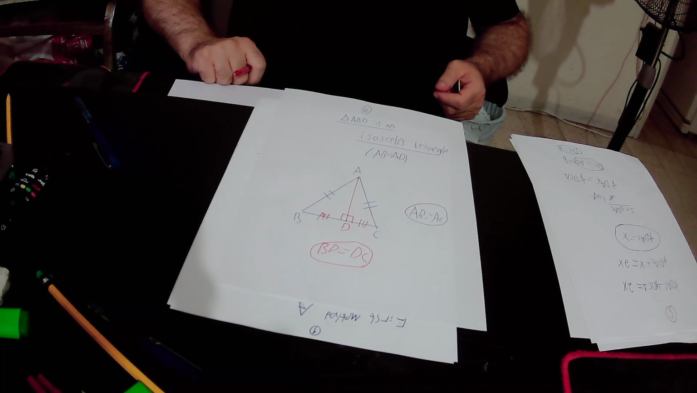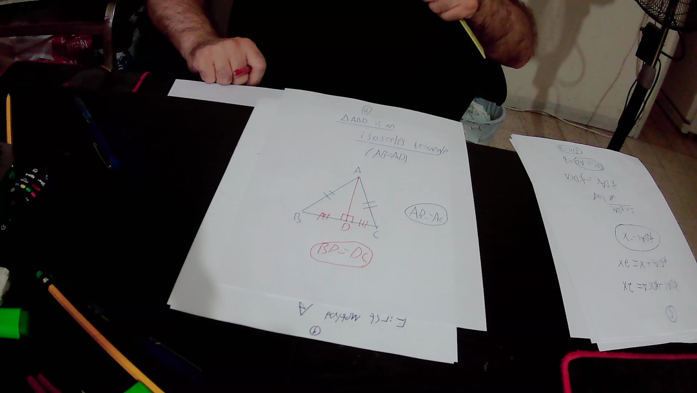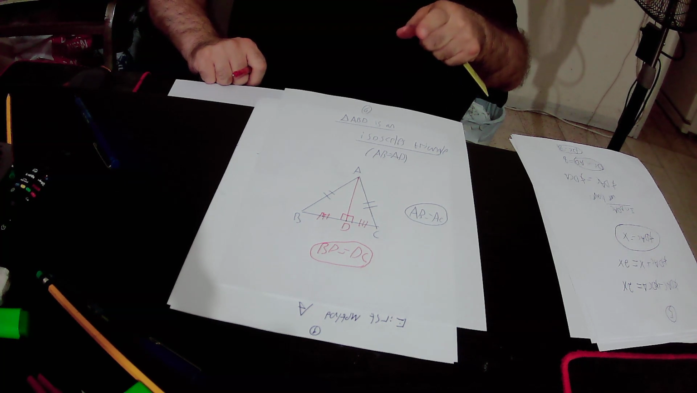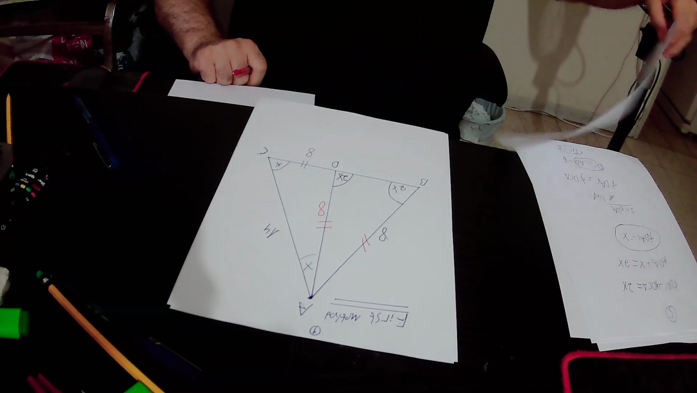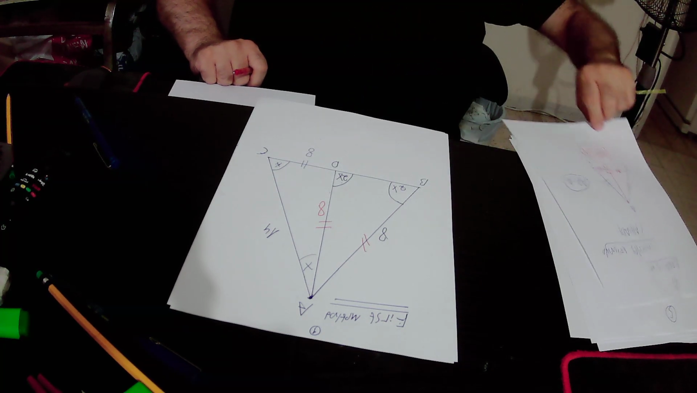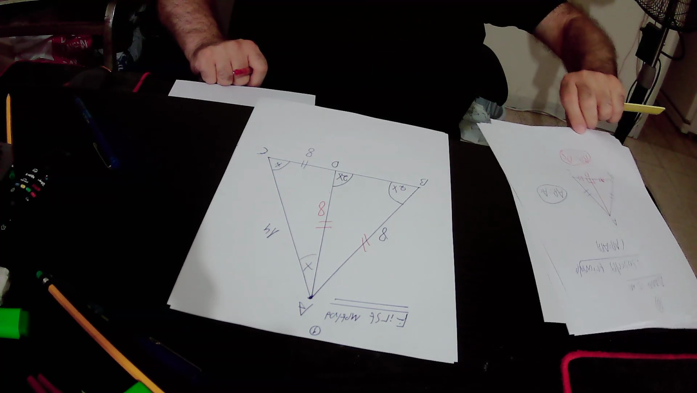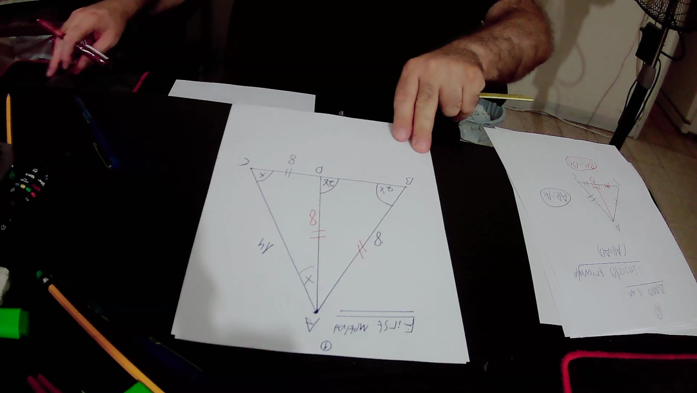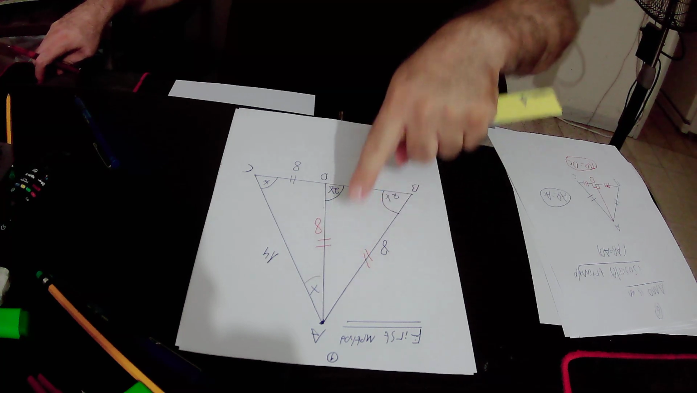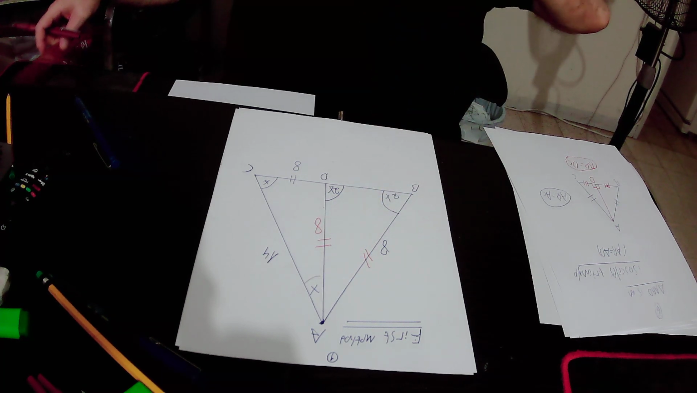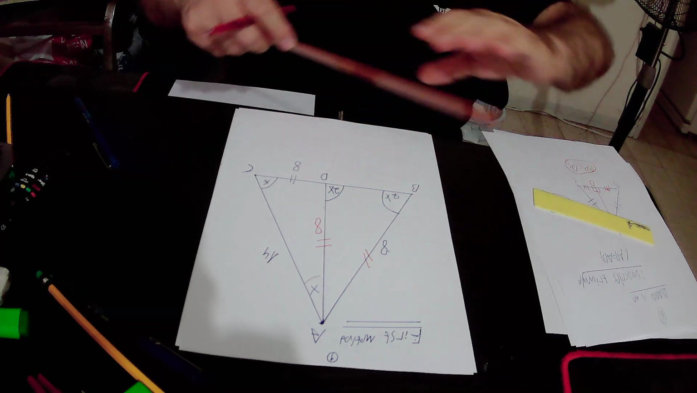So actually we will implement this rule in our triangle. We will draw a perpendicular from point A to side BC of triangle ABC.